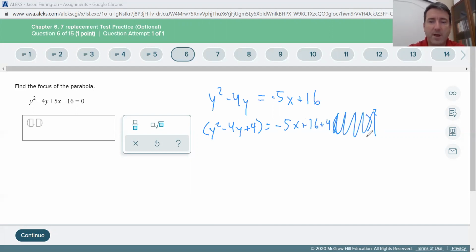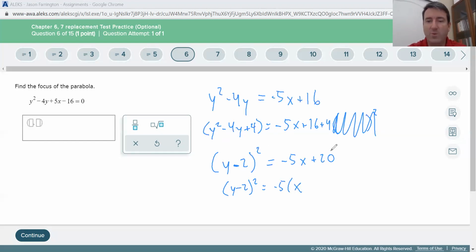So this now factors to y minus 2 squared. That's why we added that 4, so that it could factor really nicely into y minus 2 squared. And then on the other side, we're going to get -5x plus 20. The last thing we need to do to get this into standard form is factor out a -5. So we have y minus 2 squared is equal to -5 times x, and then 20 divided by -5 is going to be -4.